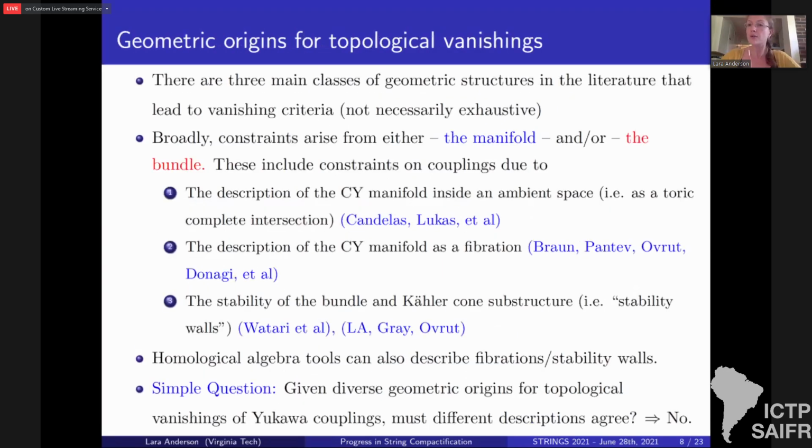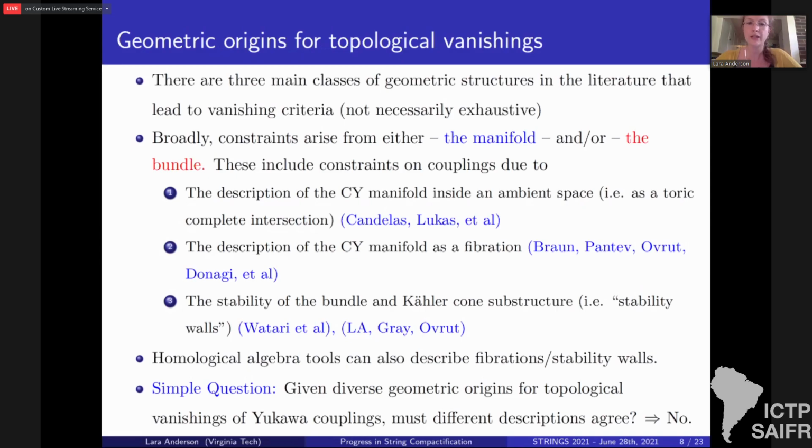So in general, this is one example. I gave you a description in terms of an ambient space where you can say something about whether the trilinear couplings must be zero or not. There are several other effects known. This is not necessarily exhaustive, but several other geometric effects that can force topological vanishing, couplings to be zero that you didn't necessarily know were going to be. Broadly, these can arise either from the manifold. So I gave the example of a simple ambient space as one. Two other effects involve another description of the Calabi-Yau manifold as, for example, a fibration.